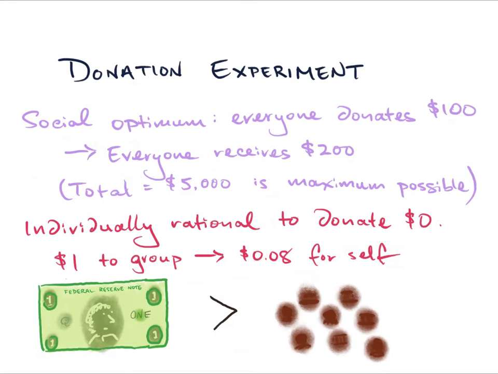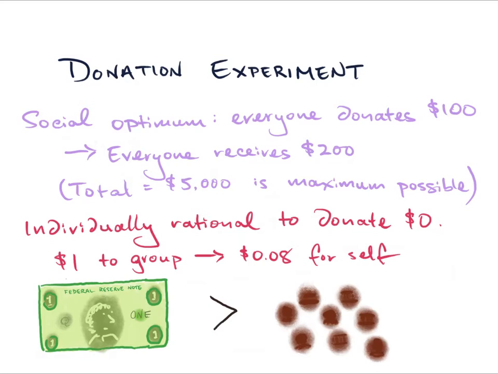Absolutely nothing. I said earlier that there was no right or wrong answer to the question, and that's kind of true. But if you want to be a rational economic person, there is a right answer, and the answer is donate zero. A dollar that you keep is a dollar for yourself. A dollar that you donate is 8 cents for yourself.